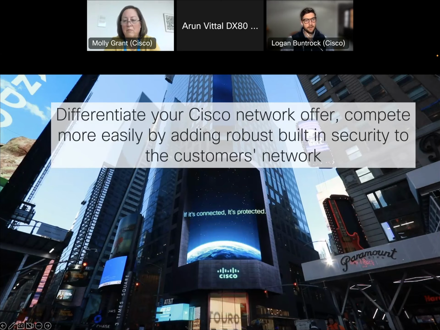You probably have seen, if you've watched any TV or seen any advertisements, we've been investing quite a bit in this message: if it's connected, it's protected. This is from Cisco marketing. I think it was on Monday Night Football recently. This is from Times Square. It's been in airports. Cisco is really investing in this model. If it's connected, it's protected.